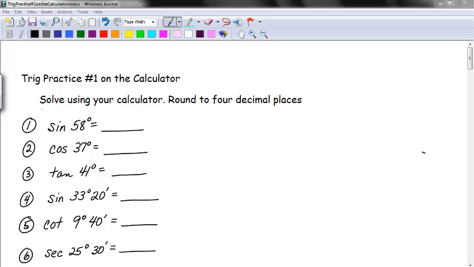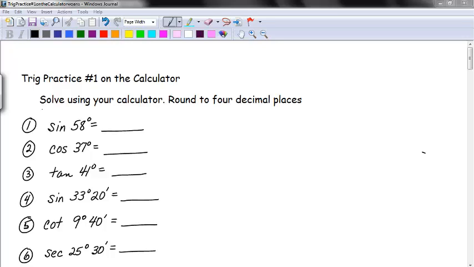Okay, so on this one you're in degrees, so first check your mode. Make sure you're in degrees, and they want these rounded to 4 decimal places, and we're going to do quite a few of them. So on your mode, go ahead and change it to 4 decimal places. And this is just for practice on your calculator, okay?